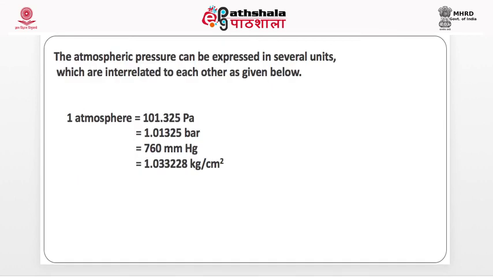For example, in the atmosphere, the total pressure is 1 atmosphere. This must be the sum of the partial pressure of nitrogen, partial pressure of oxygen, partial pressure of carbon dioxide, partial pressure of helium, partial pressure of argon, and trace gases. And these are the units of pressure. Atmospheric pressure is expressed in several units.